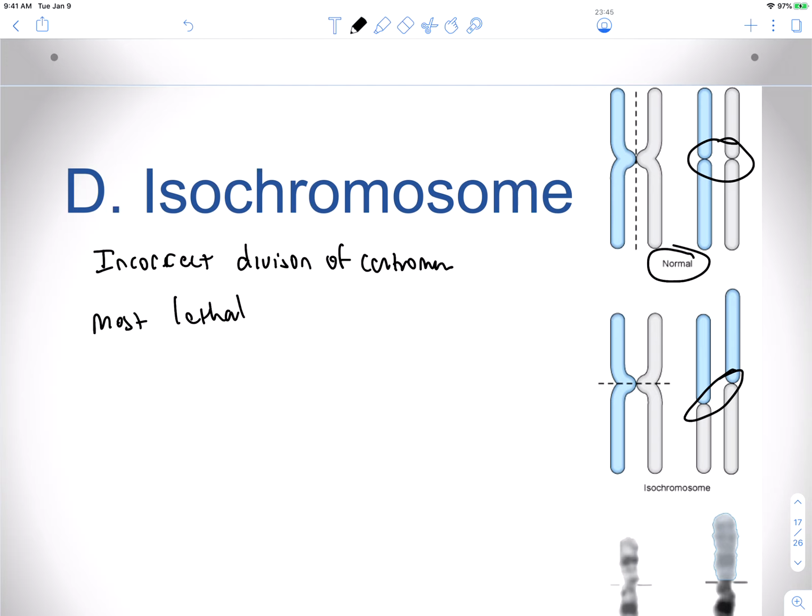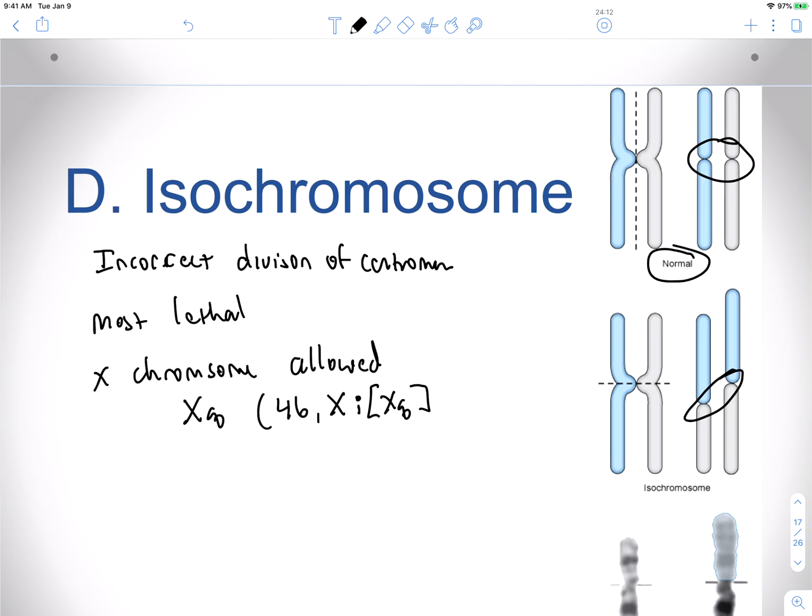However, isochromosomes of X chromosomes are allowed, and they're going to have features similar to Turner syndrome. So the X chromosome is allowed. It will be the Xq, and so the karyotype would be 46,X, and then you have an isochromosome on the Q arm of the X, and these are going to be similar to Turner.